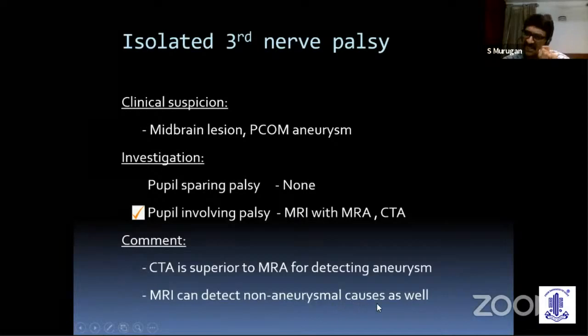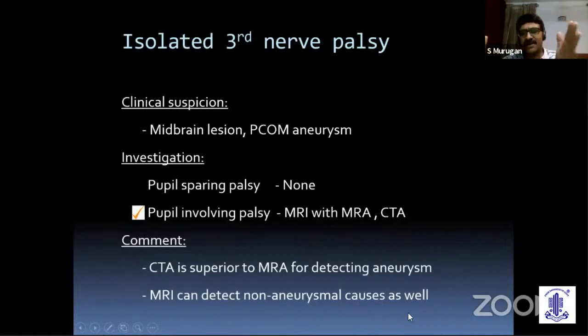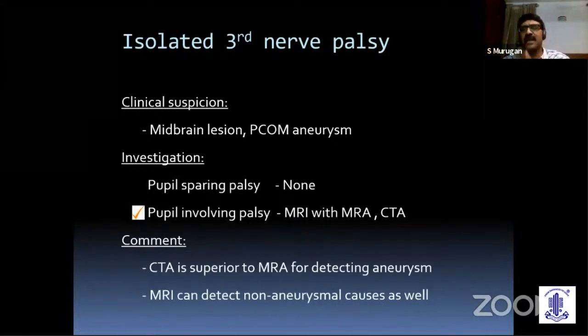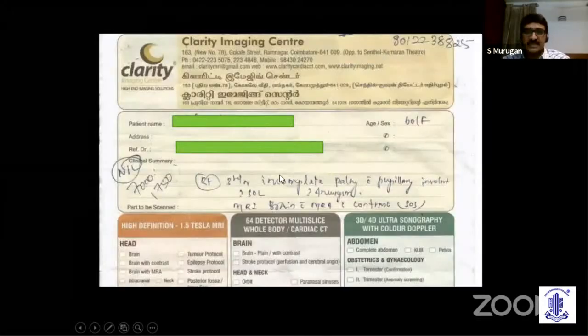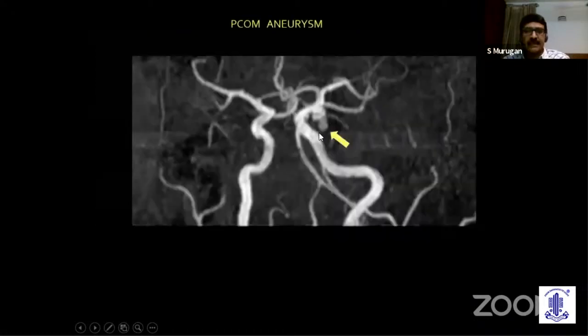That is very important, the brainstem, other areas. So, in the Indian context, I feel MRI brain with MR angiogram should be the first choice. When we see an aneurysm, probably they can go directly for DSA and coiling. Okay, so a patient with third nerve palsy with Weber syndrome, hemiparesis, you can see the infarct nicely, the anterior midbrain. And another patient, incomplete palsy, pupillary involvement, as was requested, and there is an aneurysmal sac right here.